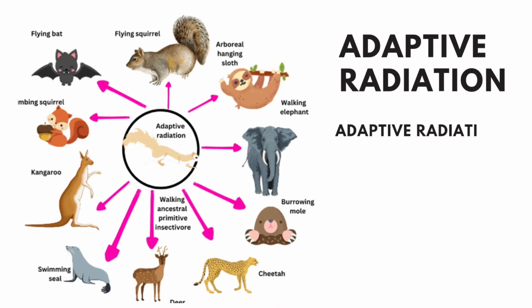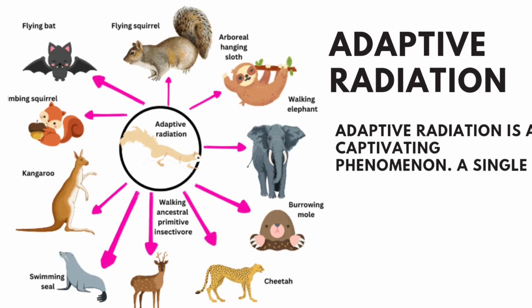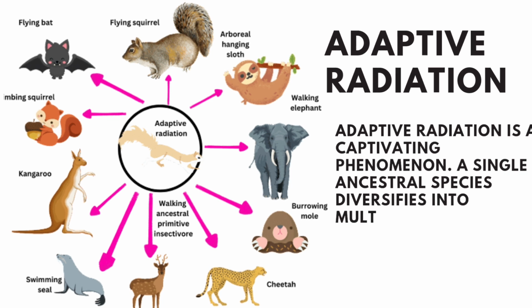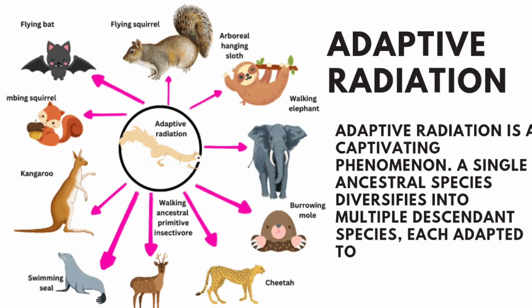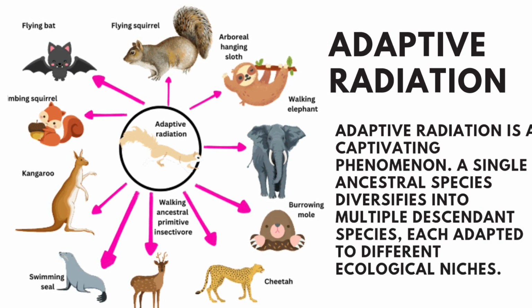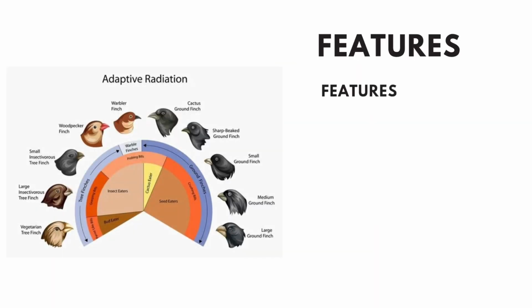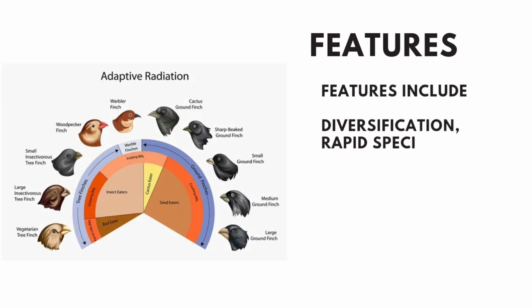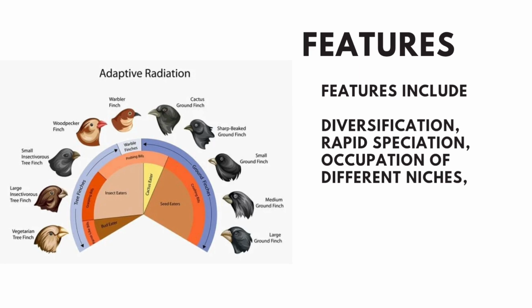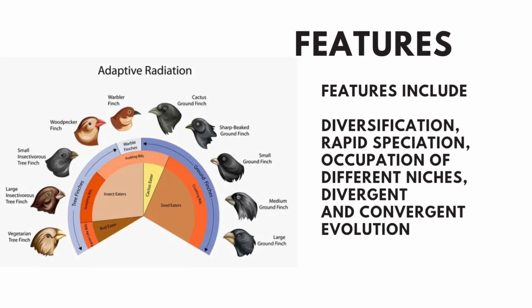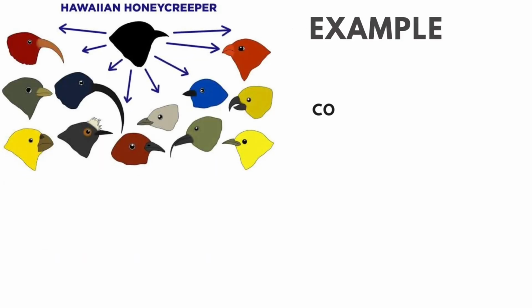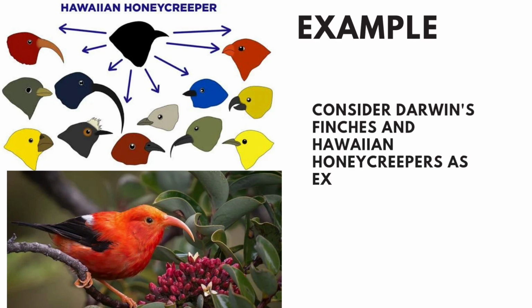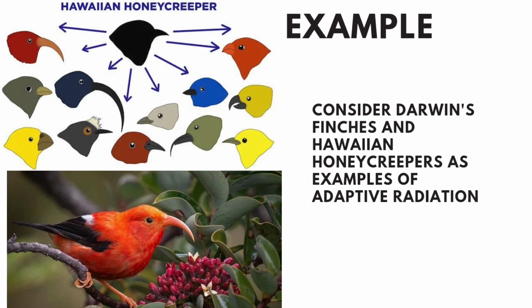Adaptive radiation is a captivating phenomenon. A single ancestral species diversifies into multiple descendant species, each adapted to different ecological niches. Features include diversification, rapid speciation, occupation of different niches, and divergent and convergent evolution. Consider Darwin's finches and Hawaiian honeycreepers as examples of adaptive radiation.